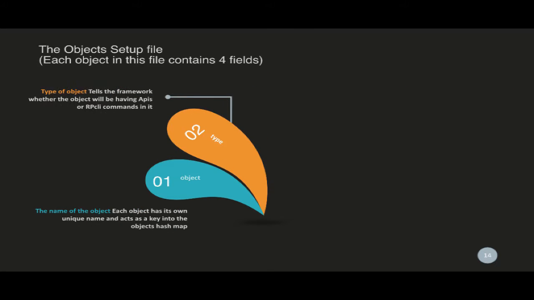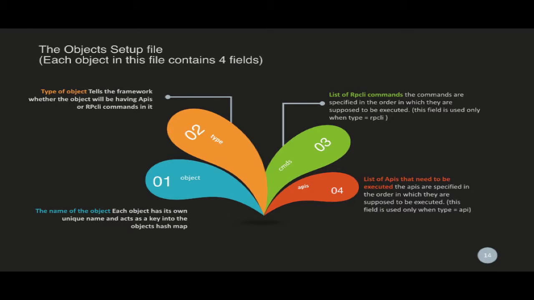Now let's move on to the object setup file. As can be clearly seen, the object setup file comprises three things. The name of the object. Once again, the object is basically a kind of class which has its own key value pairs. It has a unique name and acts as a key into the objects hash map. So objects is basically an entire table of objects in this file. This will become more clear when we move to the next slide. For just now, remember that there will be multiple objects, each having its own key value pairs.